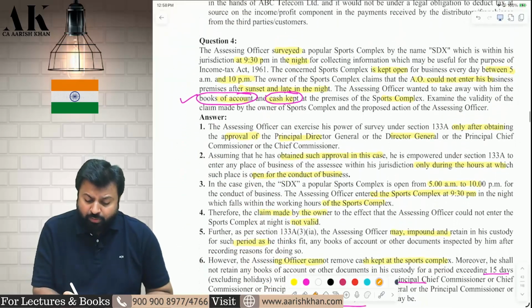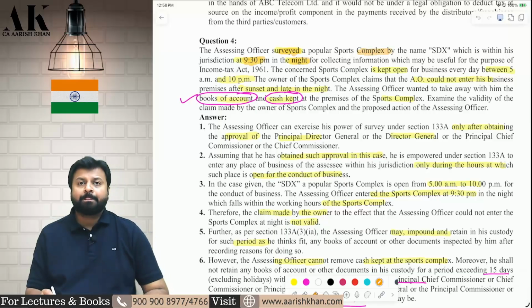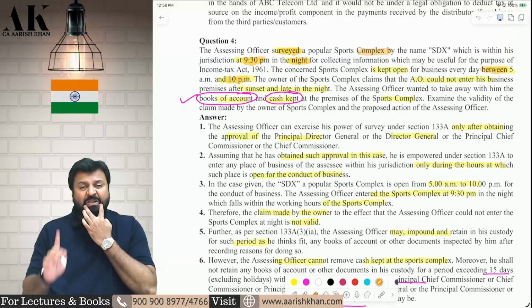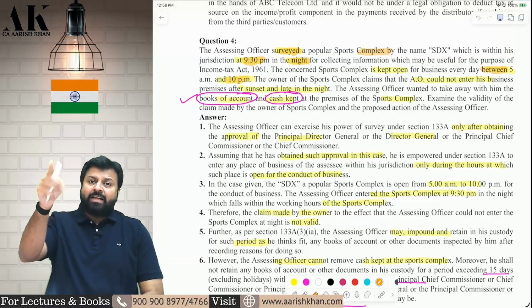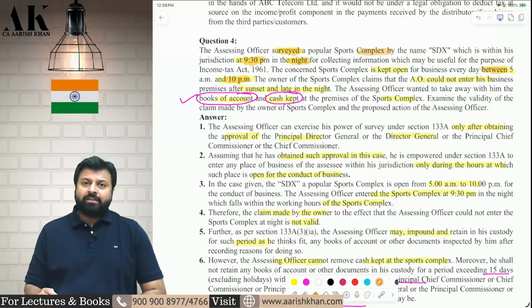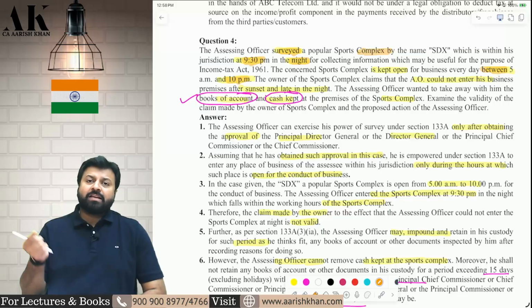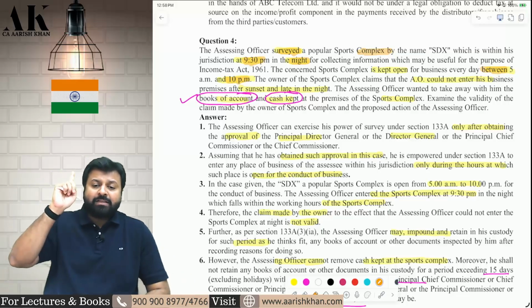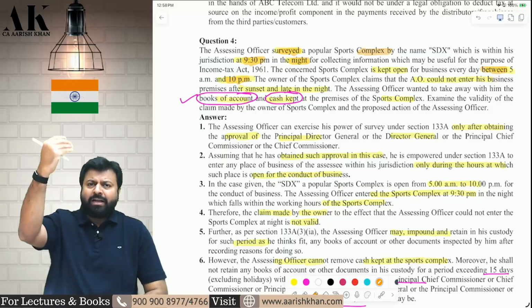The assessing officer is doing a survey in the night at 9:30 p.m. in a sports complex. The sports complex is open between 5 a.m. to 10 p.m. So the first question is, can he enter in the night? There is a provision in the survey section 133A that the assessing officer can enter for survey provided he has taken an approval from higher authority like Principal Director General, Principal Chief Commissioner and Commissioner.